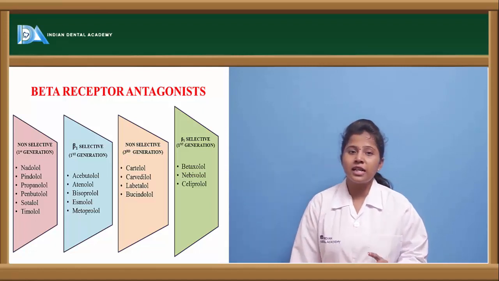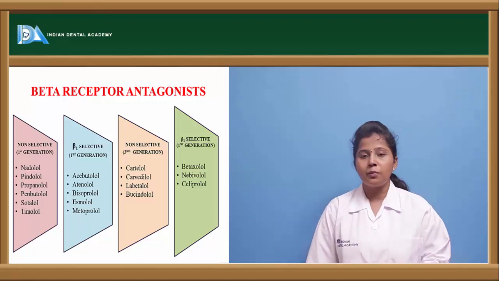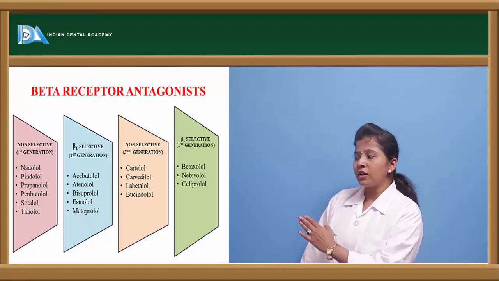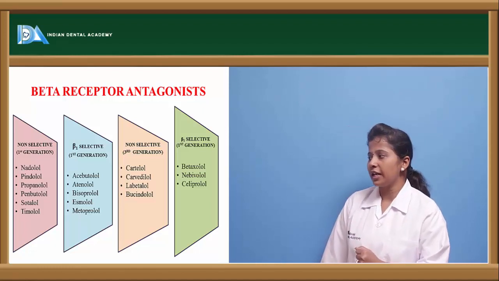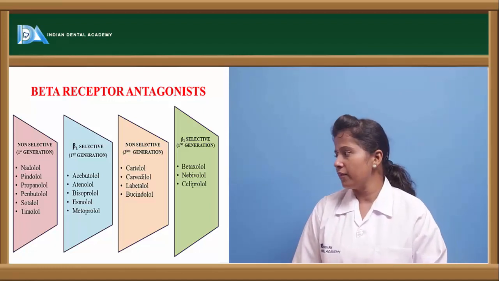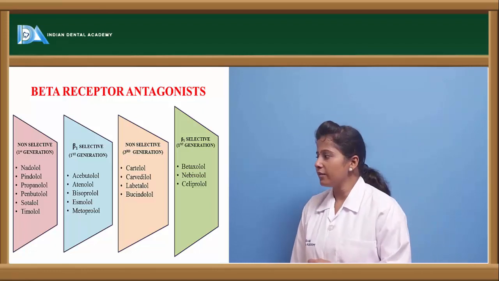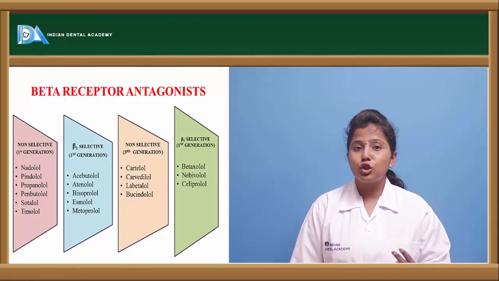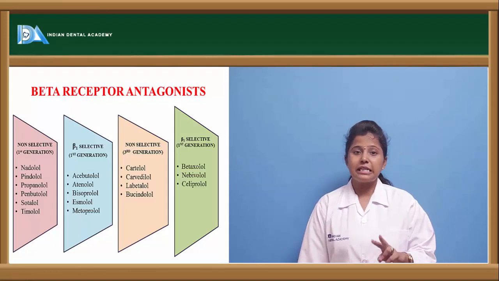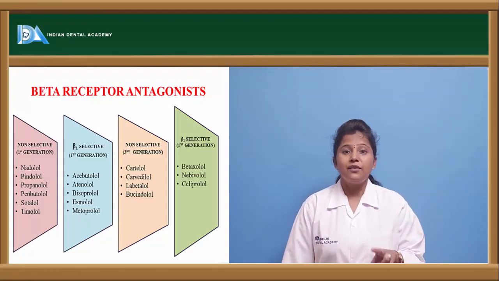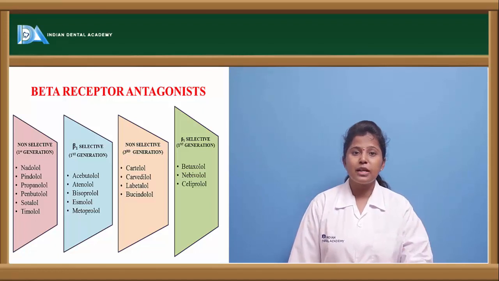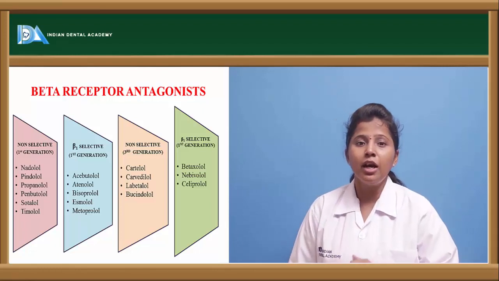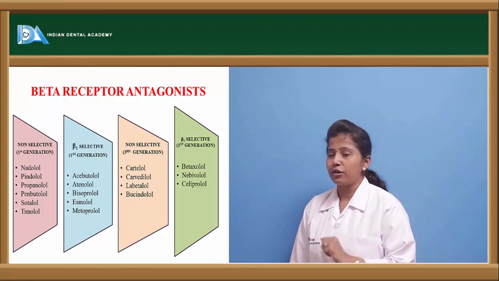So here we can say non-selective first generation drugs include nadolol, pindolol, propranolol, sotalol, timolol and penbutolol. When coming to non-selective third generation, it includes drugs like carteolol, carvedilol, labetalol as well as bucindolol. So here we can say carvedilol and labetalol are the drugs which show mixed action. In the sense, these are called mixed adrenergic antagonists, where they will bind to both alpha as well as beta receptors. But the affinity towards the beta receptors is more. That is the reason they are categorized under non-selective beta adrenergic third generation drugs.